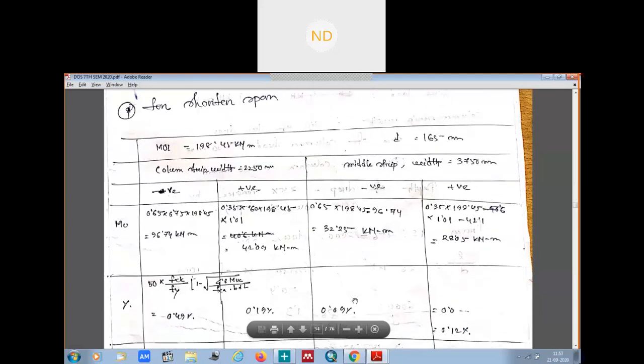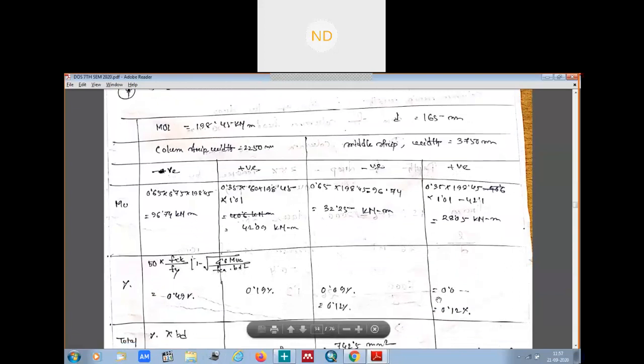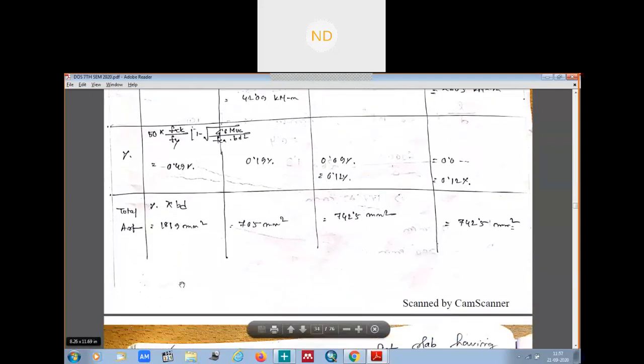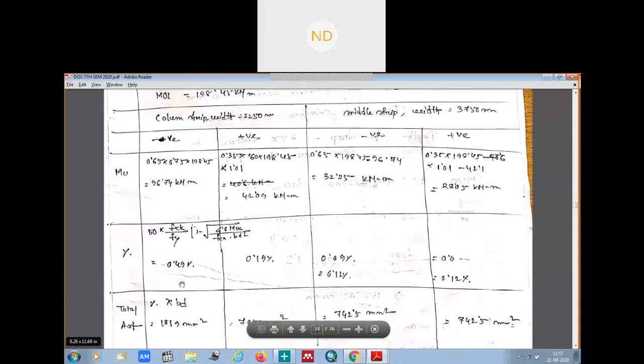Similarly, other things are the same. For the percentage of steel, you will have 50 into fck bd square, fck by fy into 1 minus root over 1 minus 4.6 Mu by fck into bd square. Same formulas as in the longer span, whatever you have done, similarly in the shorter span also. Then you will calculate the total Ast, the percentage of steel required for the b into d. So this was our total calculation of the area of reinforcement for the shorter span and for the longer span.